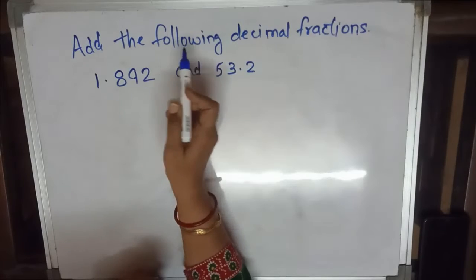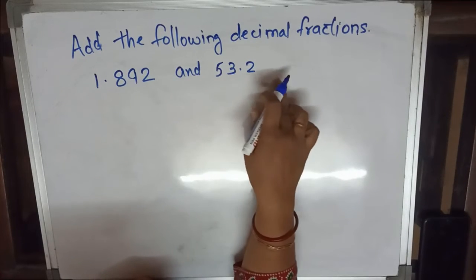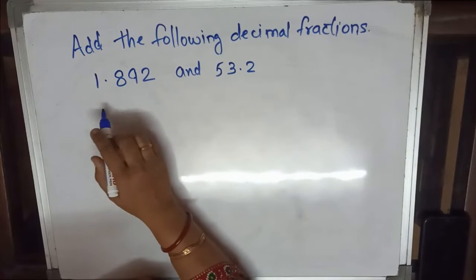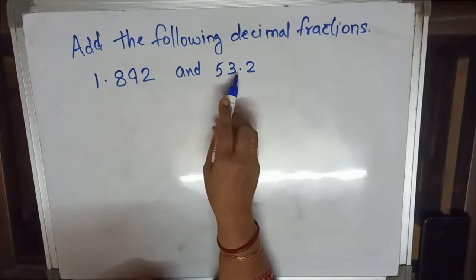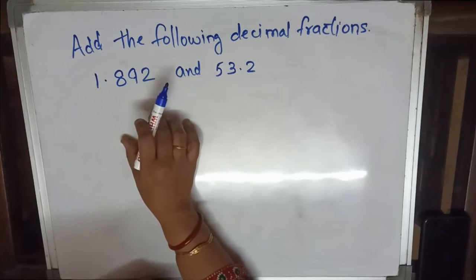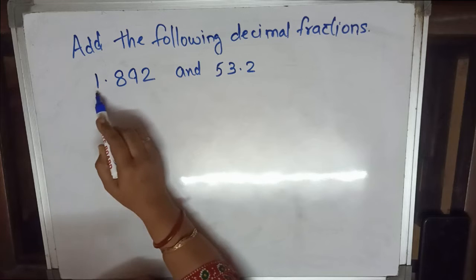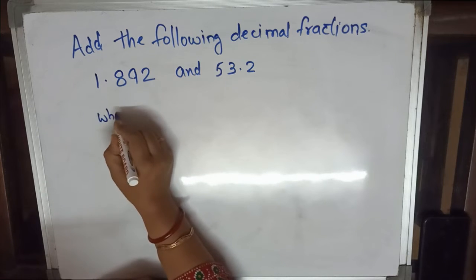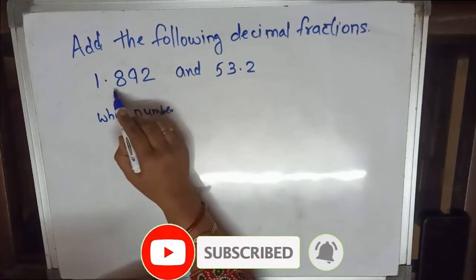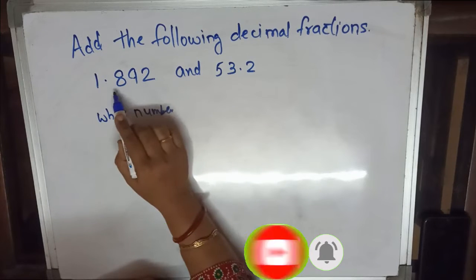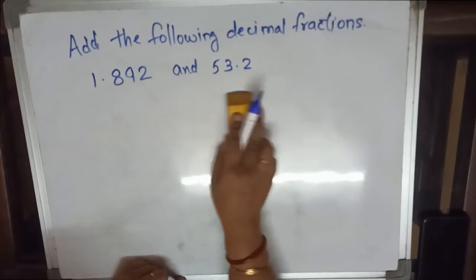Add the following decimal fractions. Now students, today we are going to add the decimal fractions. This is my sum, 1.892 and 53.2. Now before we start this sum, understand, before the decimal point, these numbers are called whole number. And after the decimal point, the number is called decimal number, decimal fraction number. Now we have to start.